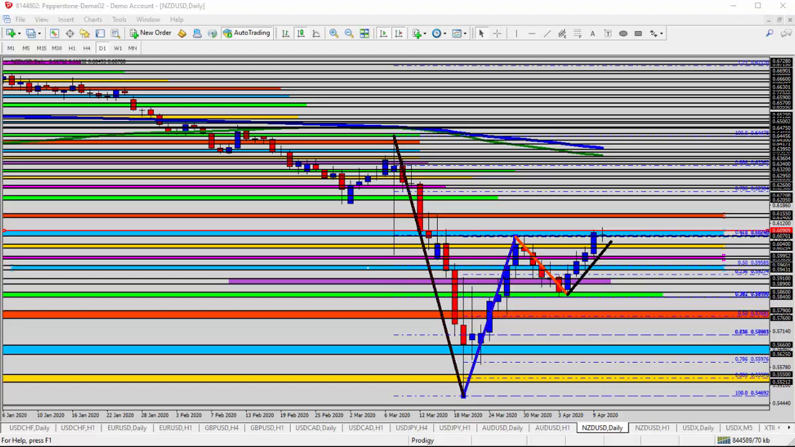We do have some news coming up at 8:30 a.m. Eastern U.S. time: the U.S. CPI data. I don't know if that'll be a big deal for the market or not, but definitely something to keep in mind. Anyway, coming here to the New Zealand dollar, you can see several different trends recognized with trend lines.